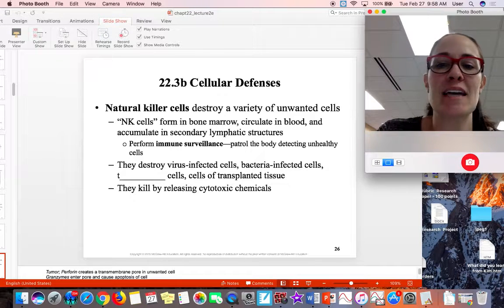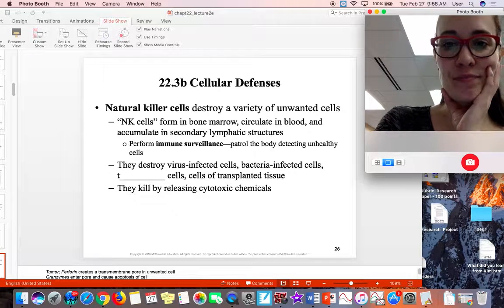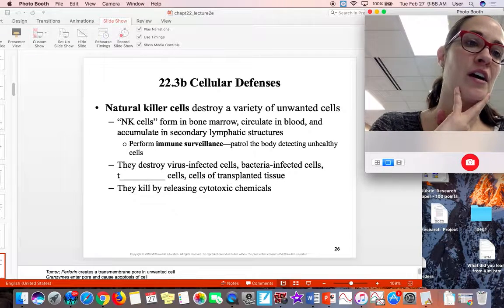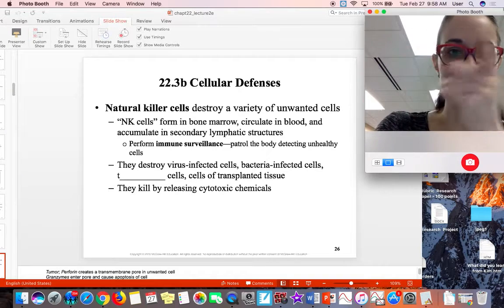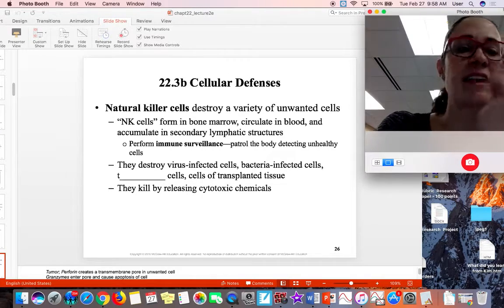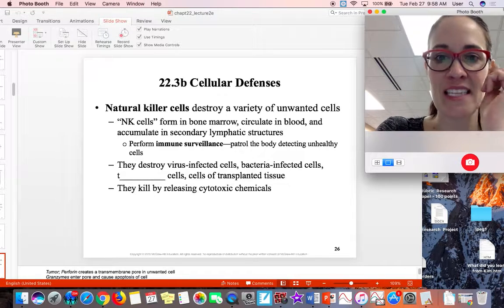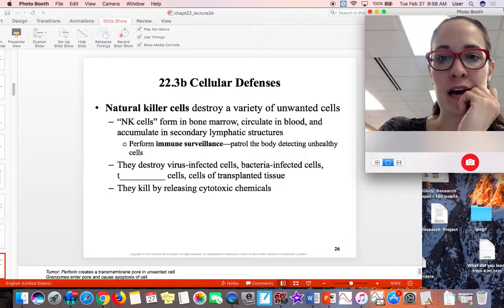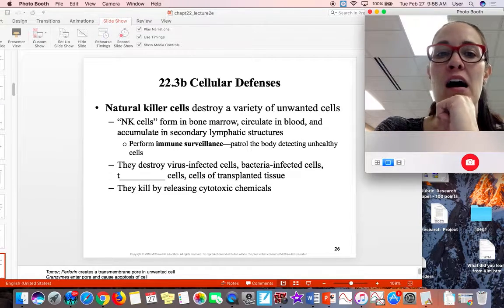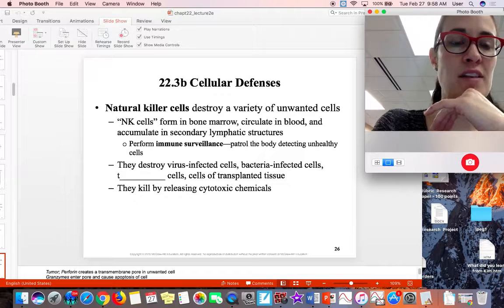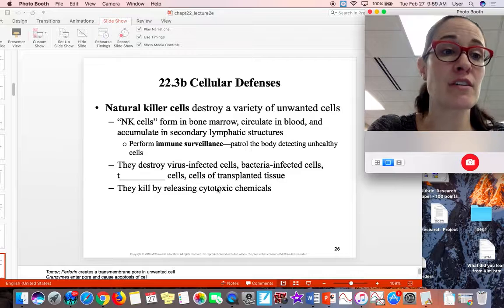Okay. Another type of cellular defense is called a natural killer cell. And these are immune surveillance cells, so they traverse through the blood and lymphatic system and look for potential bad things, and they take them out. Boom. They're always working. They're non-specific. They take out unhealthy cells that look unhealthy. So cells that are infected with viruses, cells that are infected with bacteria.